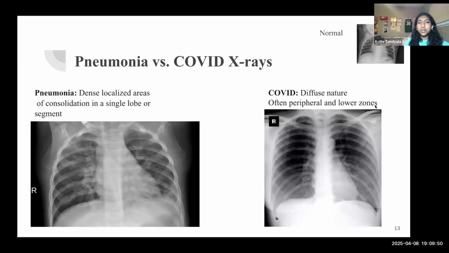Yeah, so these are some of the images that were in our Kaggle data set. You can see the pneumonia lung on the left side, and then the COVID-19 X-ray, and then on the top right, you can see the normal X-ray.